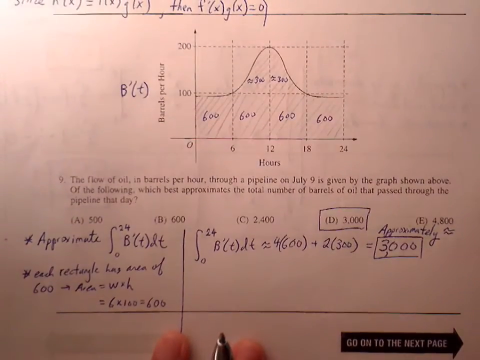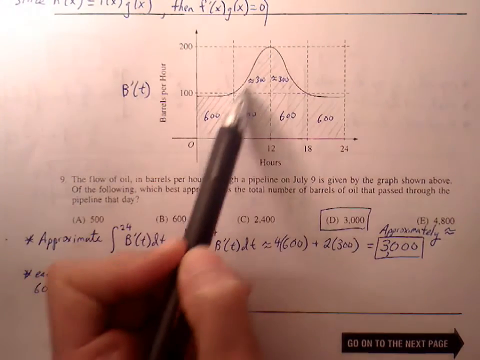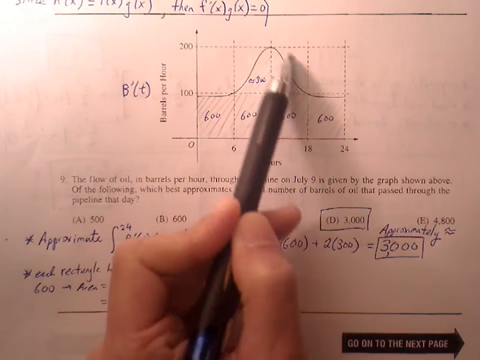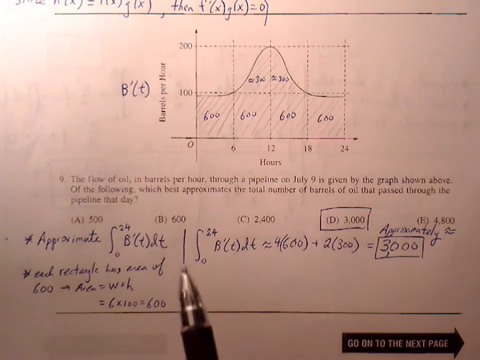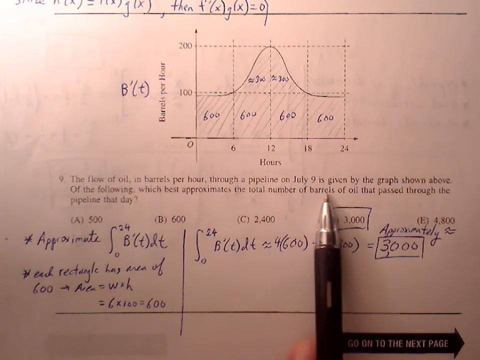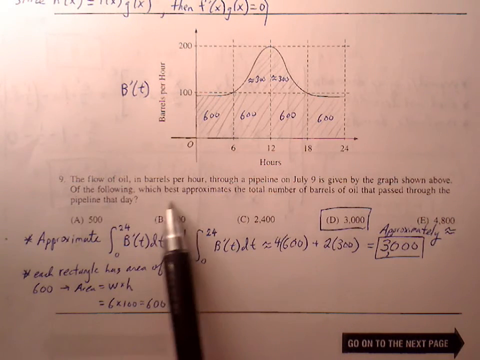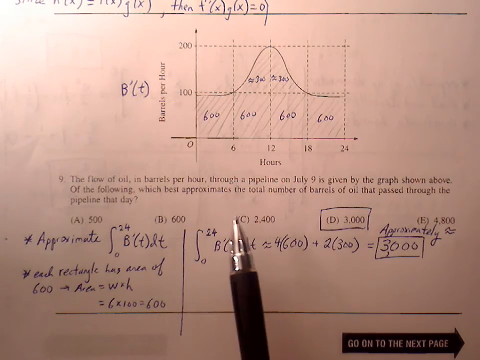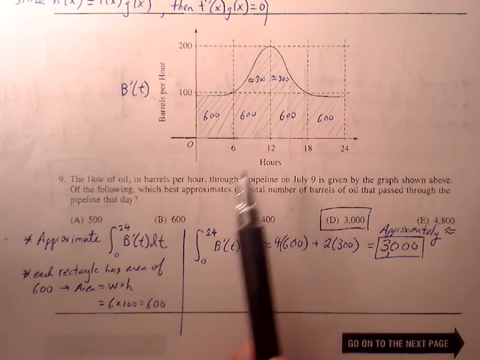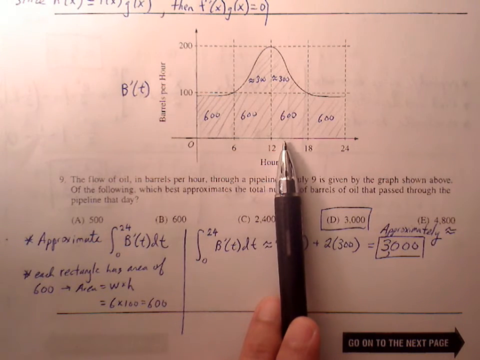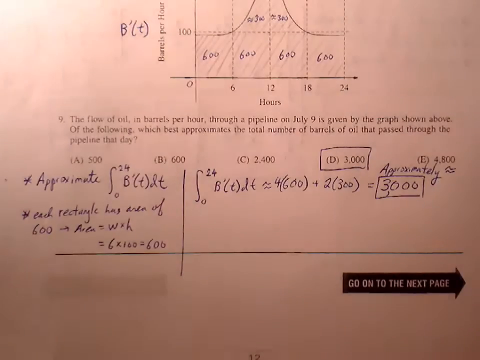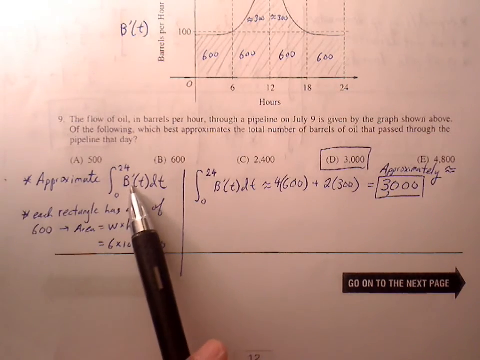Okay, number 9. We have a graph here that represents the barrels per hour. So let's read through this problem. The flow of oil in barrels per hour through a pipeline on July 9th is given by the graph shown. Of the following, which best approximates the total number of barrels of oil that passes through the pipeline each day? So essentially we're trying to approximate the region between the x-axis and the curve. So we're going to try to approximate this definite integral from 0 to 24 of b prime.